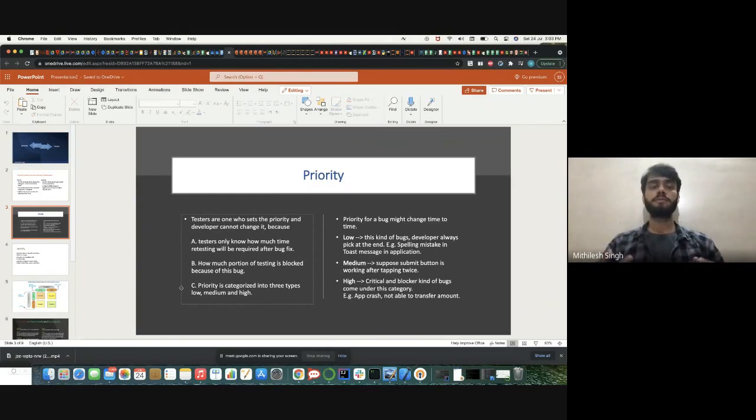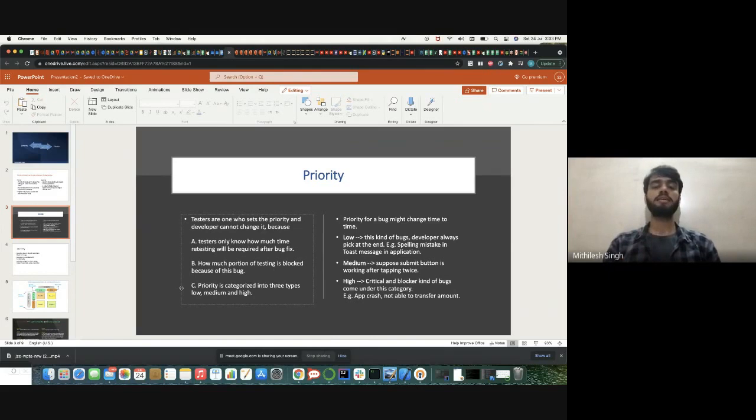It means the functionality is working, but users have to give a little bit more effort. So it does not mean that the functionality is not working and it is totally blocked, right? So that's why it is a medium-level priority bug.